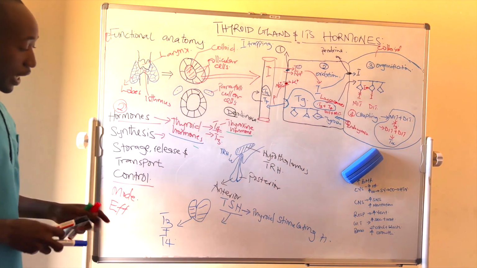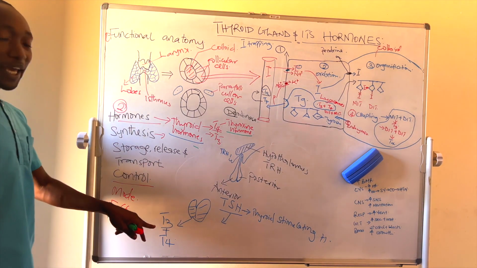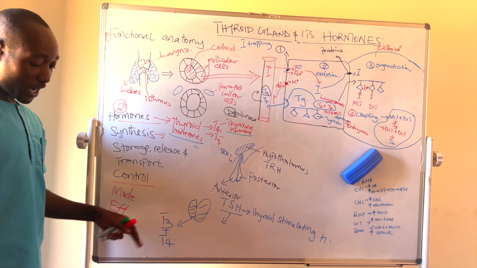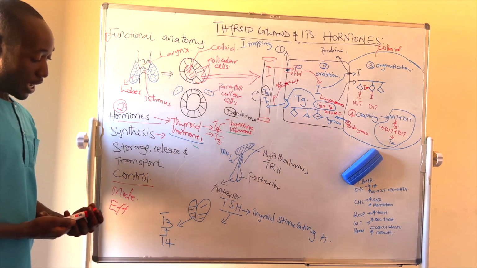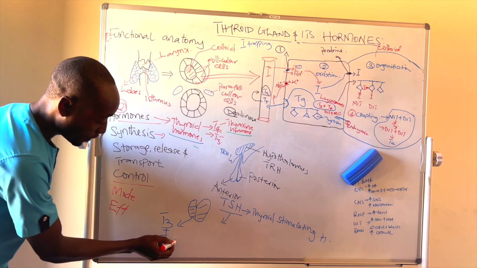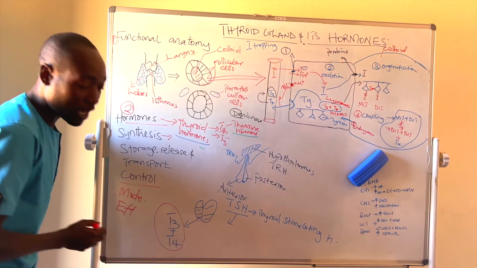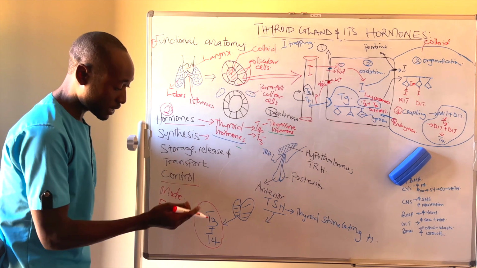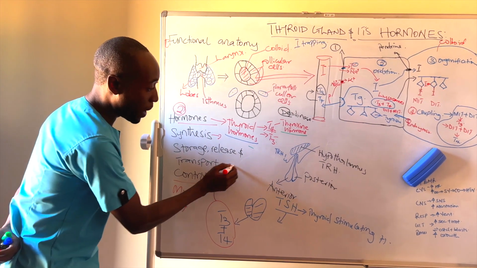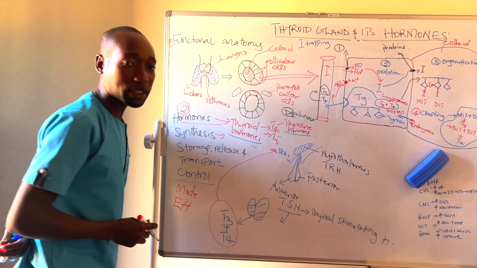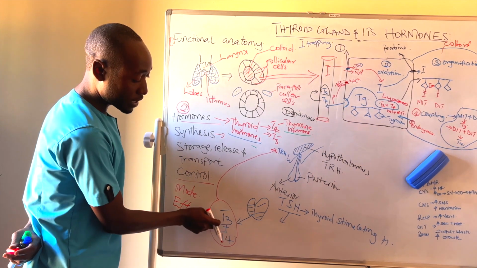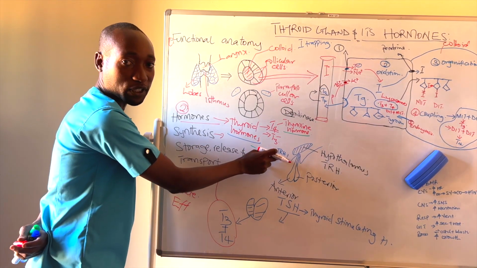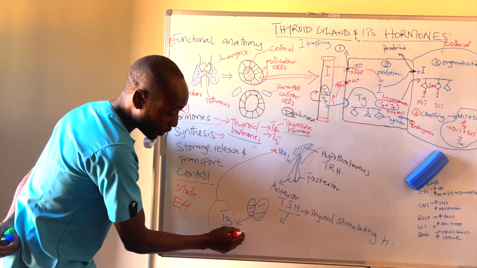Now, it is controlled through what we call a negative feedback mechanism. Negative feedback mechanism means that when we have T3 and T4 in very big amounts, or in excess, it is going to go back to the hypothalamus and say, hey, look, there is a lot of T3 and T4. Therefore, you reduce the secretion of what? Of TRH. And the reverse is also true.